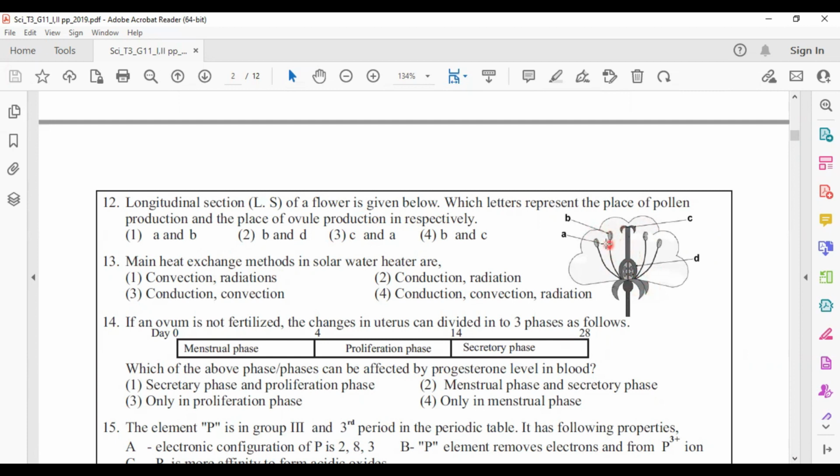Sorry, B is the anther and D is the ovary. Anther is the place where the pollens are produced, and ovary is the place where the ovules are produced.